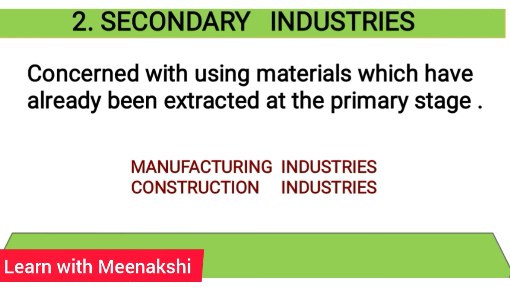Students, these industries are concerned with using the materials which have already been extracted at the primary stage. So whatever the primary industry extracts from the earth, they give it here. The secondary industry purchases from the primary industry to convert the products into useful goods. Let's see the secondary industry classification. It is classified into two categories: manufacturing industry and construction industry.